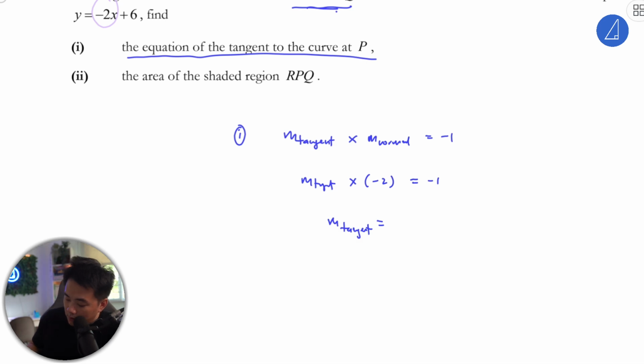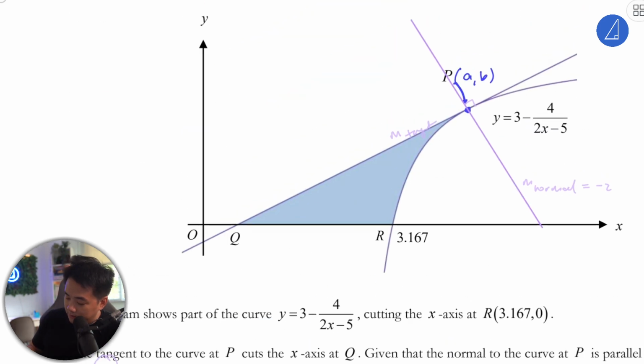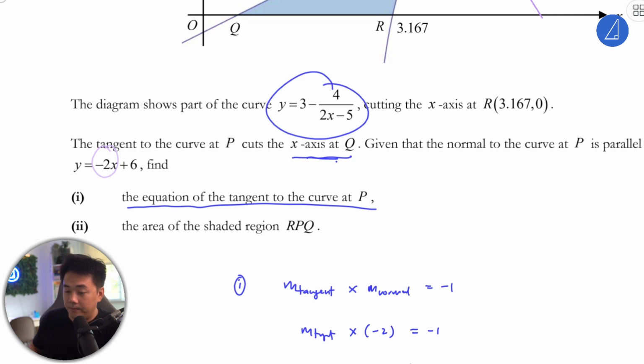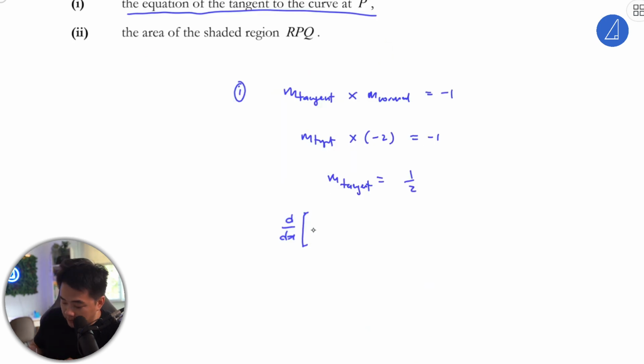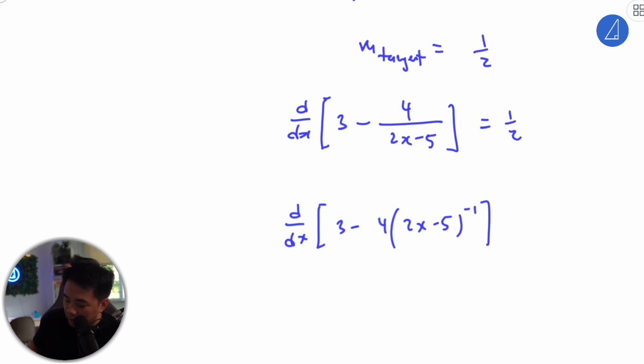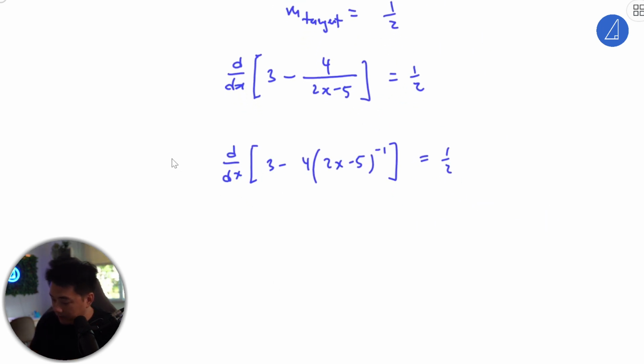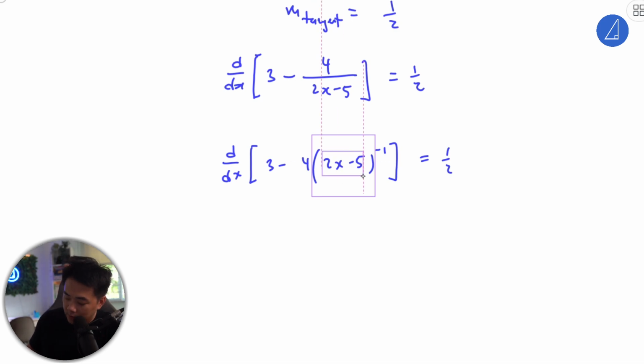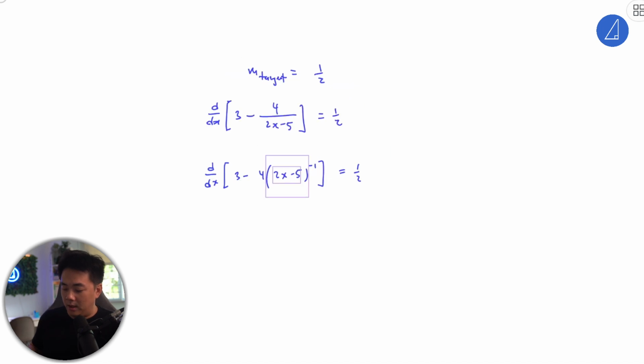From here, we know that m tangent is also dy/dx. Then we solve for the x coordinate. So differentiate with respect to x, and then we can find the x coordinate of P, where the derivative equals a half. Differentiating 3 will be 0. Let me rewrite this as d/dx of 3 minus 4 over 2x minus 5. Remember, we need to use the chain rule for this part here.